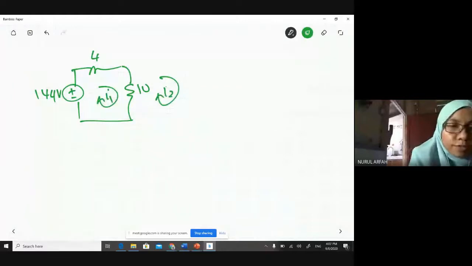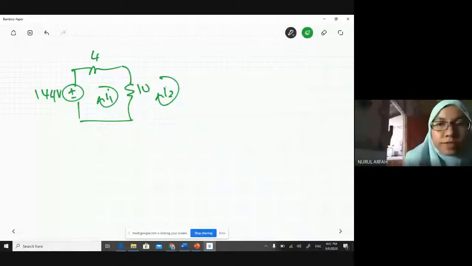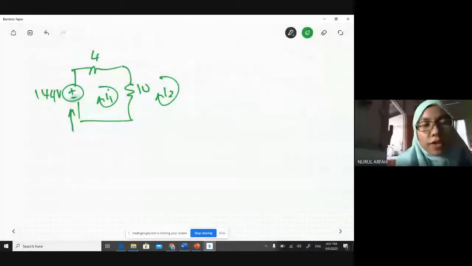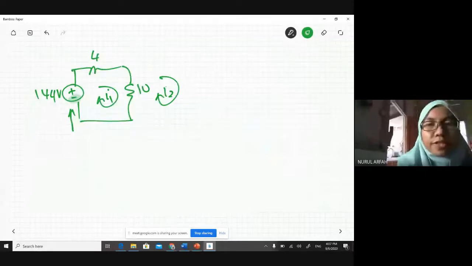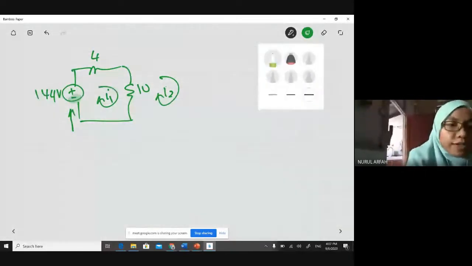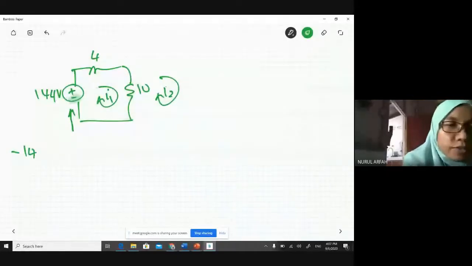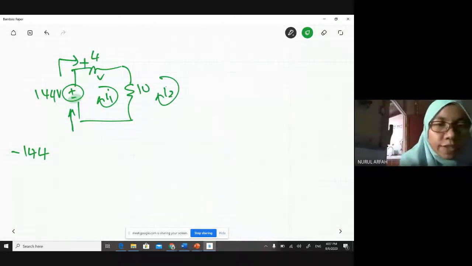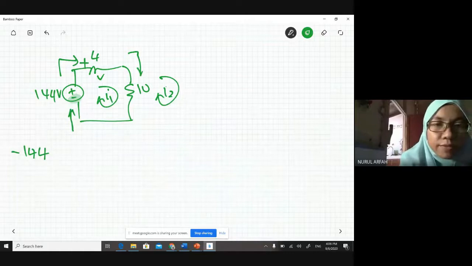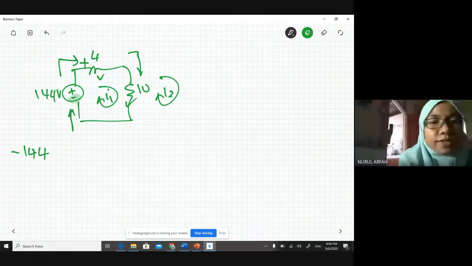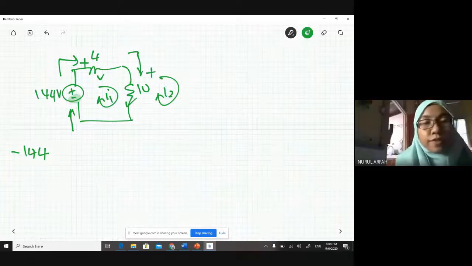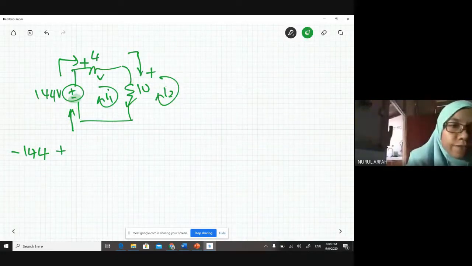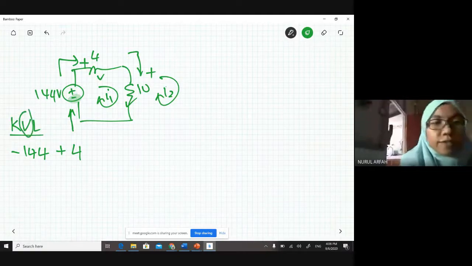So according to our imaginary current direction, we start from here and you use the polarity that you see first, like this one, negative, right? So you have a negative 144, and then you're going to enter this 4 ohms. Since this is a passive element, you should have a positive here, and then you're going to enter 10. Since 10 is a passive element, you have a positive here. So you have a plus 4. And remember, this is KVL, so you need to find V, a voltage.